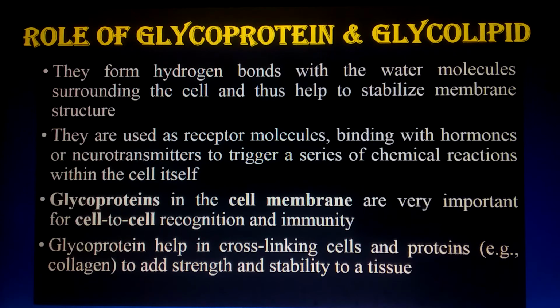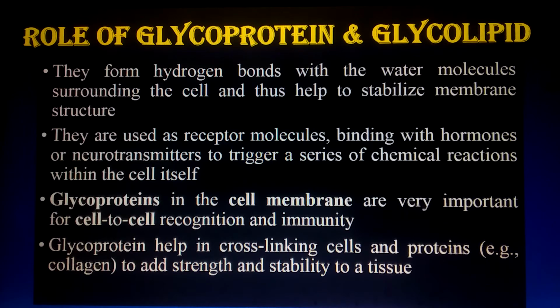There are almost four very important functions. Number 1, the stability of the cell membrane. Number 2, as a receptor. Number 3, they play a very important role in cell to cell recognition, meaning recognizing of the cells, and immunity. And then the strength and stability of the tissues because of the cross-linking.